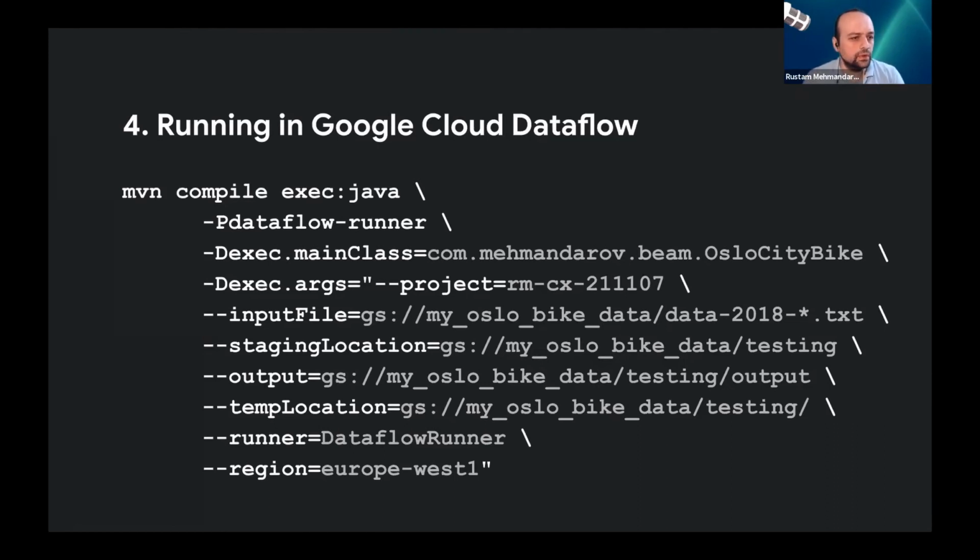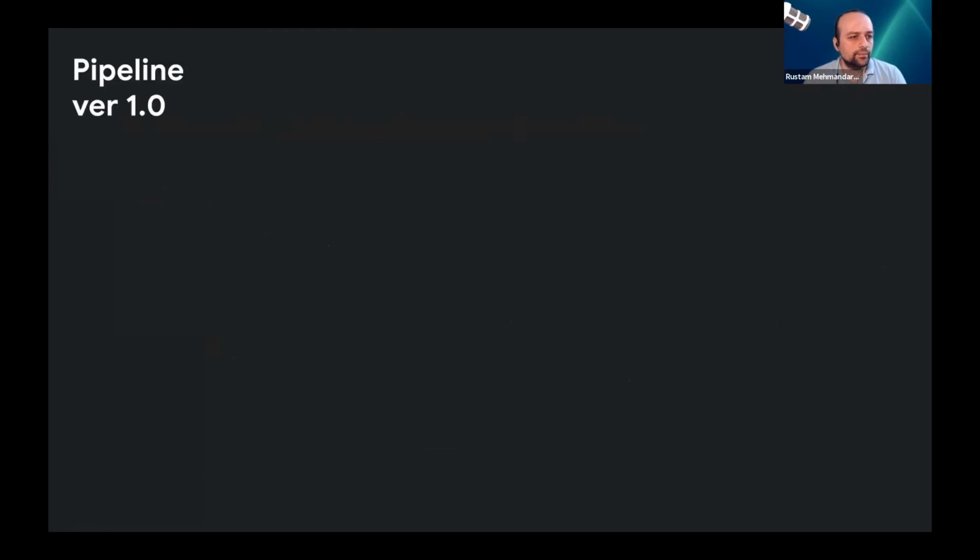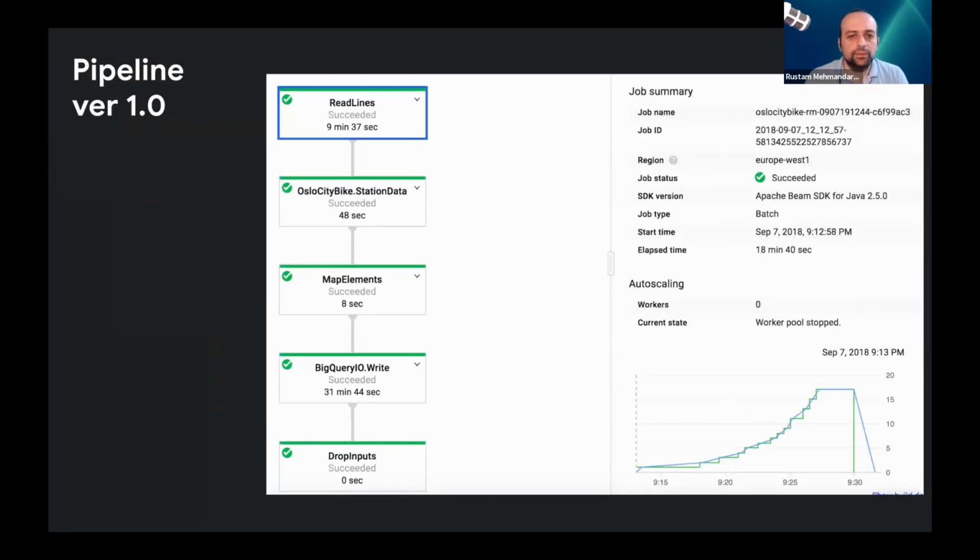Okay, so this is pipeline version number 1. This is how it looked. I read from files, I do something with it, I map elements, I write it to a database, and I drop it. I'm done.